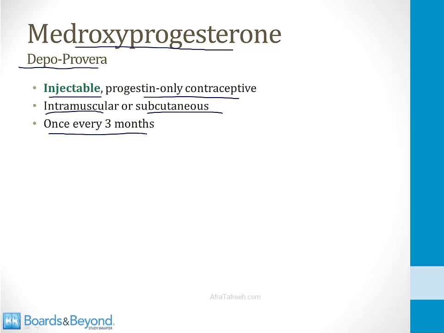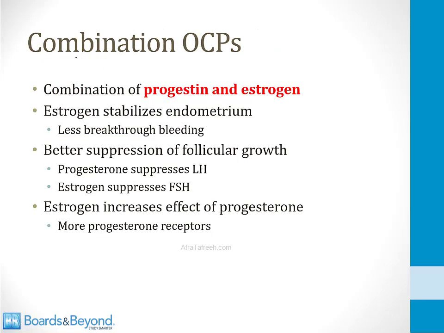I mention this because you will frequently see this administered on your clinic rotations, especially to women who are poorly compliant with their birth control. You can have them come in every 3 months and get an injection of Depo-Provera. It's often called a Depo shot, and then they won't get pregnant for the next 3 months until they come and see you again. Now let's talk about combination oral contraceptive pills.